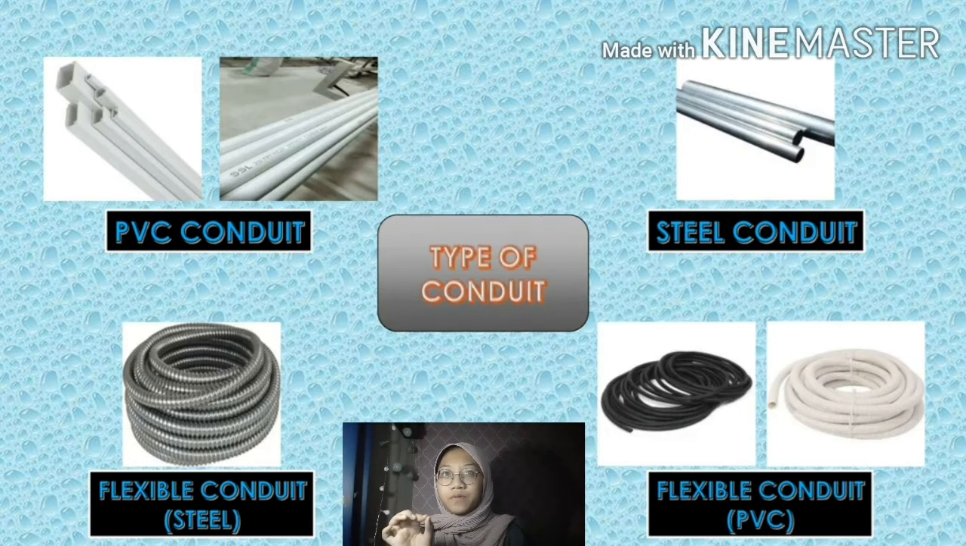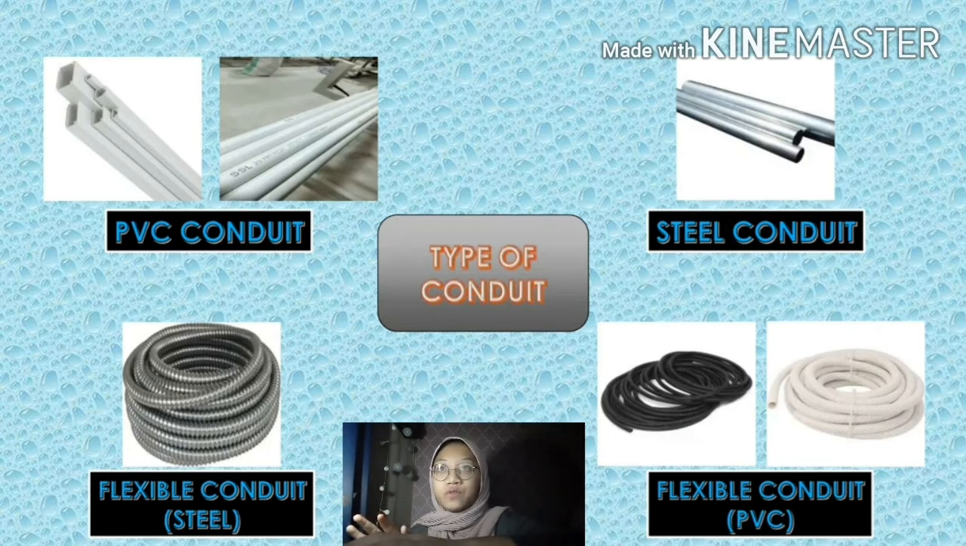Special types of conduit are required for wet areas and hazardous areas. First type is PVC conduit. Second type is steel conduit, and the third one is flexible conduit.